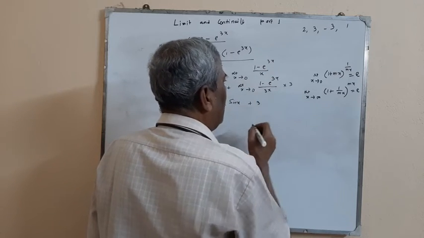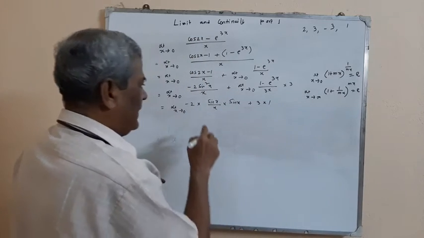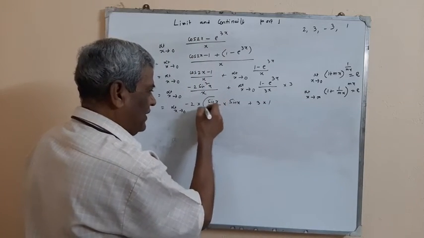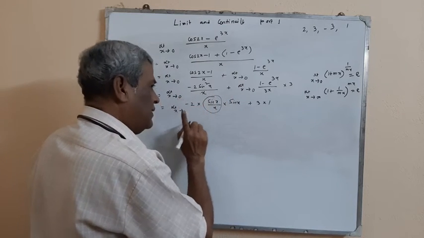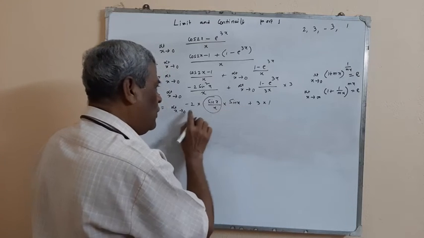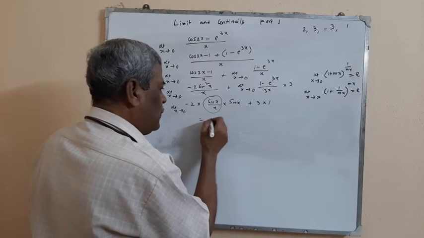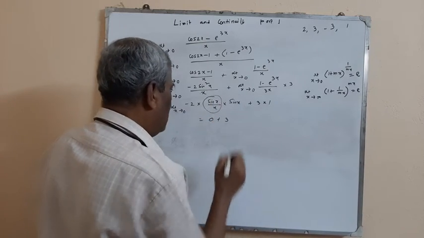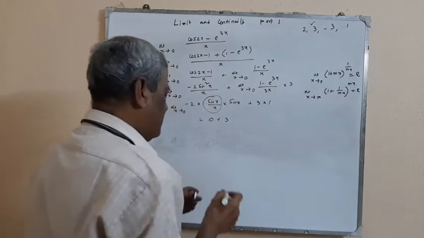It has a formula which is simply equal to 1. For sine mx by mx, sine x by x is 1, but this is x tending to 0, so sine x is simply 0. So minus 2 into 1 into 0 is equal to 0, plus 3. So answer is 3. This is the correct option.